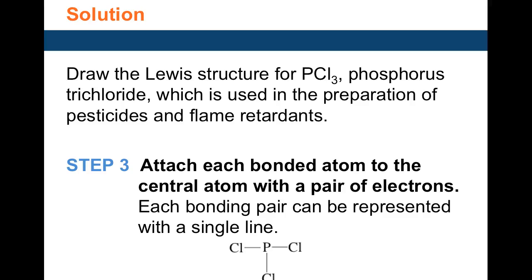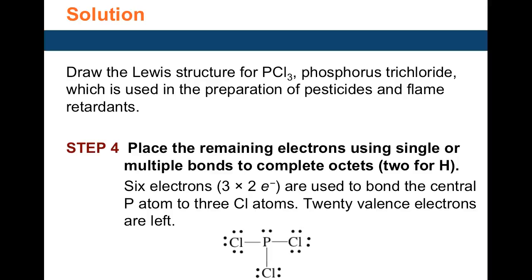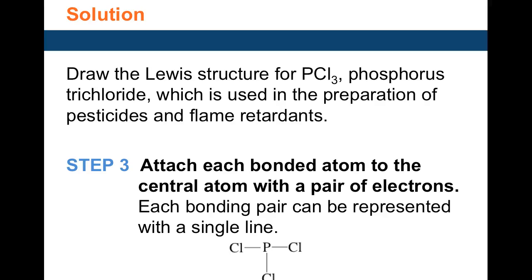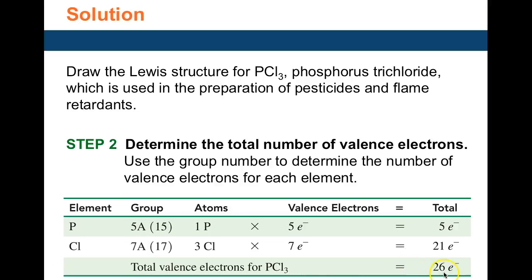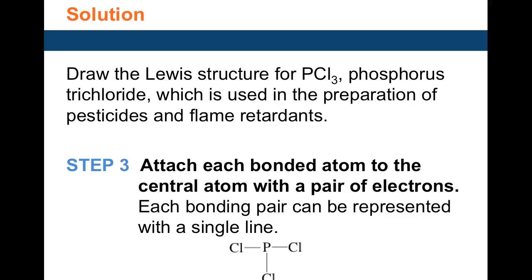So you first attach the surrounding atoms by lines. Each line equals 2 electrons. So you've taken care of 2, 4, and 6. Once you've taken care of those 6 electrons, you subtract them out of the 26. That leaves you with 20 electrons. Then you want to make sure that all the chlorines have octets. So you put 2, 4, and 6 around each chlorine. 6 times 3, that's 18.